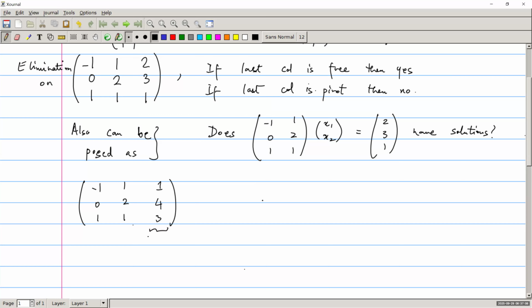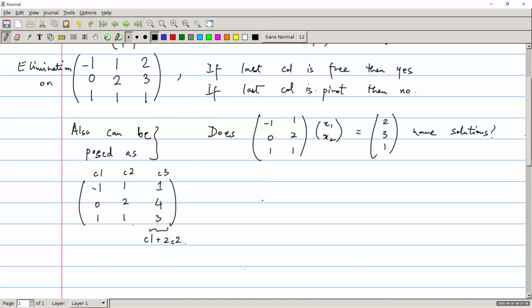Okay, so remember, this is column 1, column 2, column 3. So I'm writing the third column as 2 times column 1 plus 2 times column 2, right? So I've kind of made up this column. So now I know this is a free column: pivot, pivot, free.